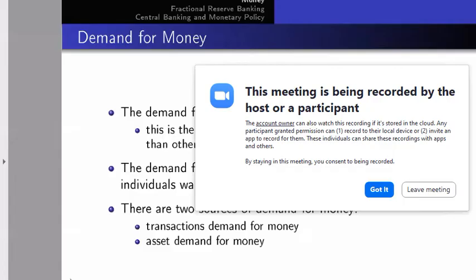All right. So the demand for money simply refers to the quantity of money that individuals want to hold for transactions and for what? For other purposes. All right. For transaction and other purposes. So two main sources of the demand for money: for transactional purposes and for just speculative purposes. Okay. Asset demand for money.